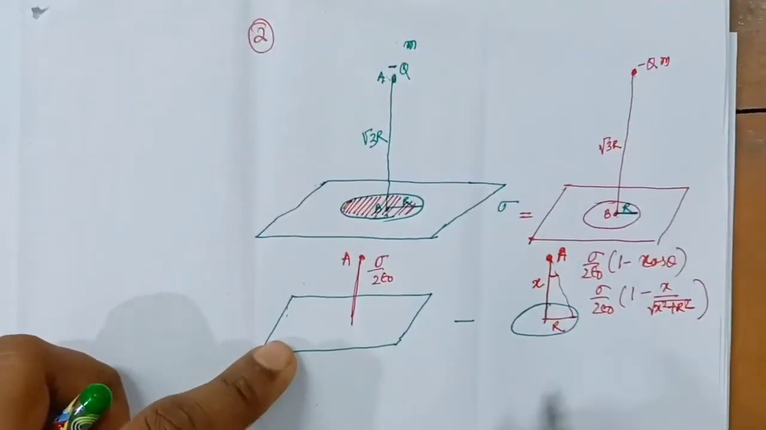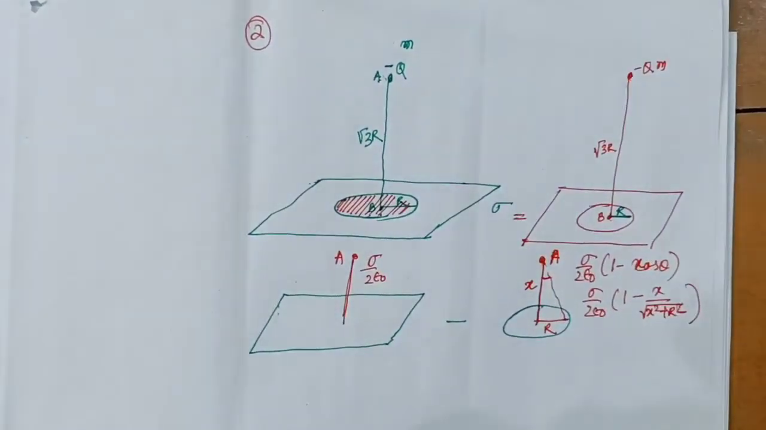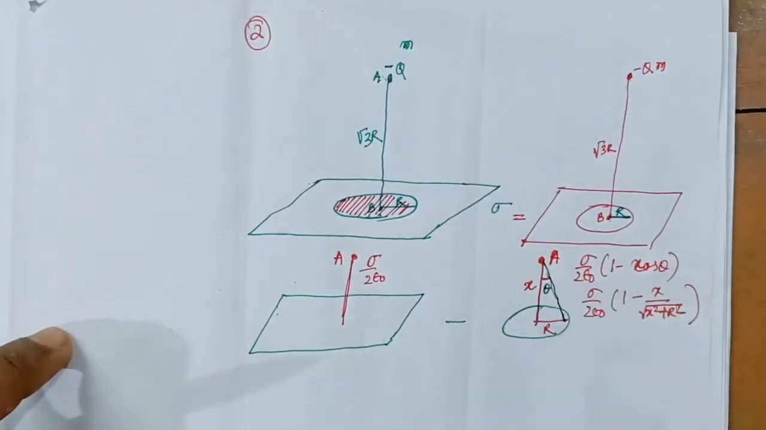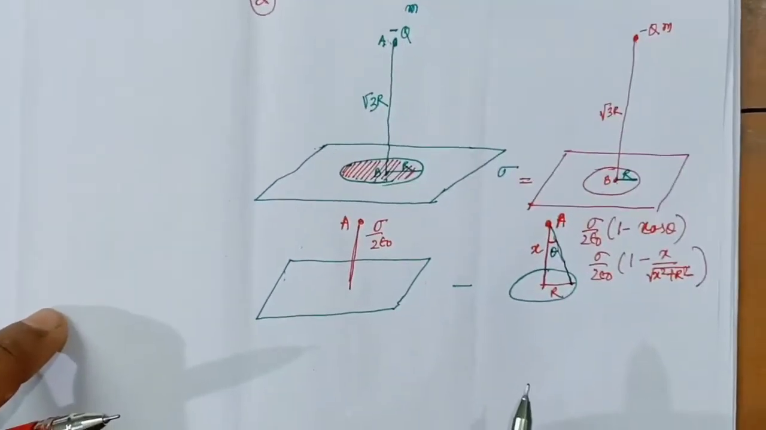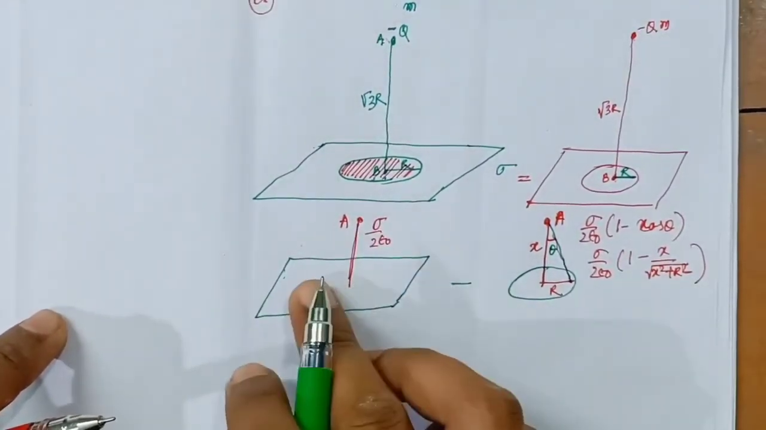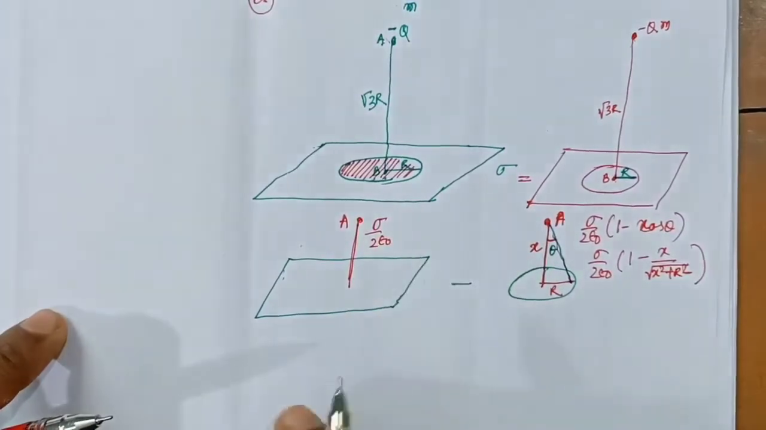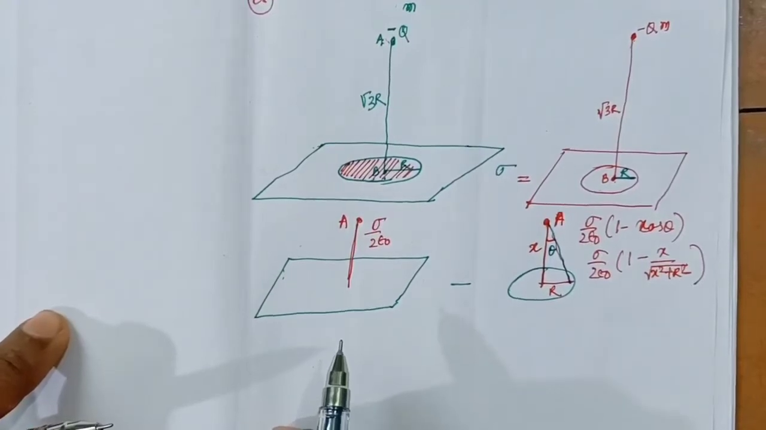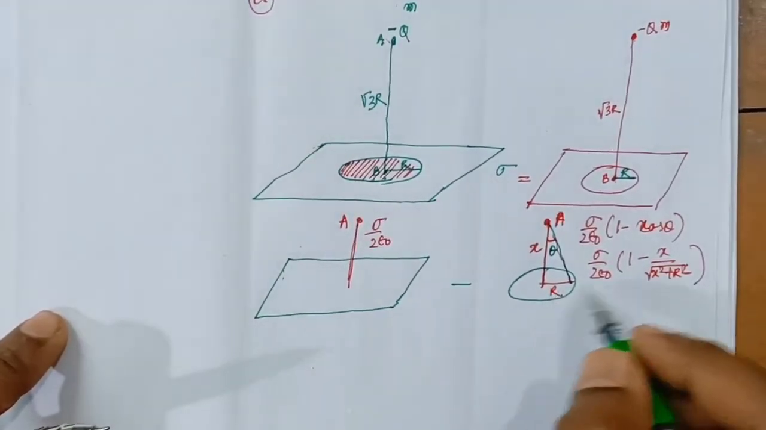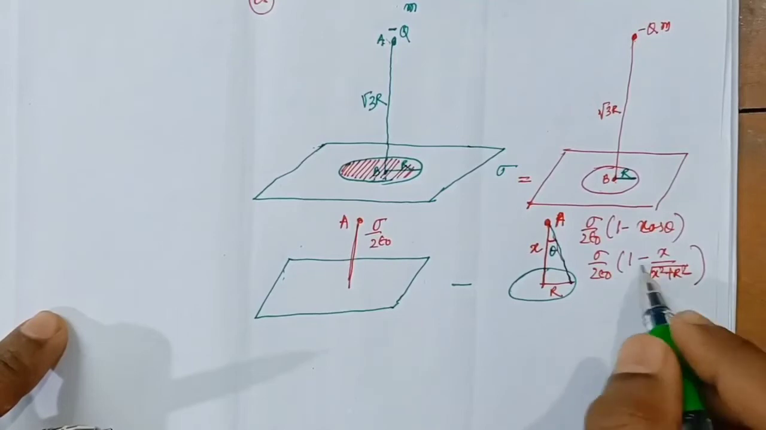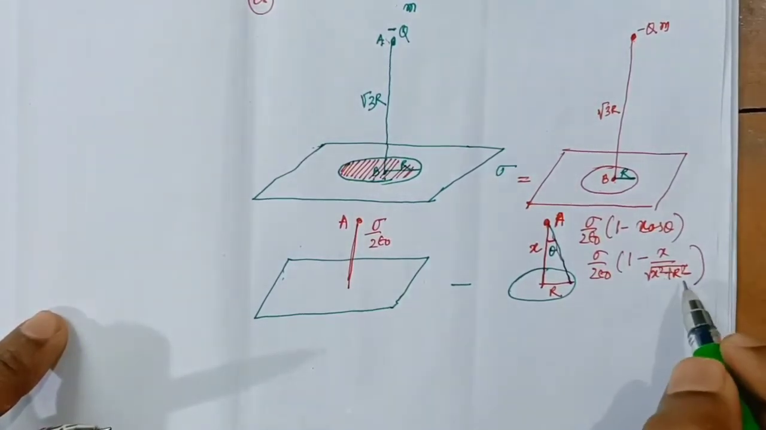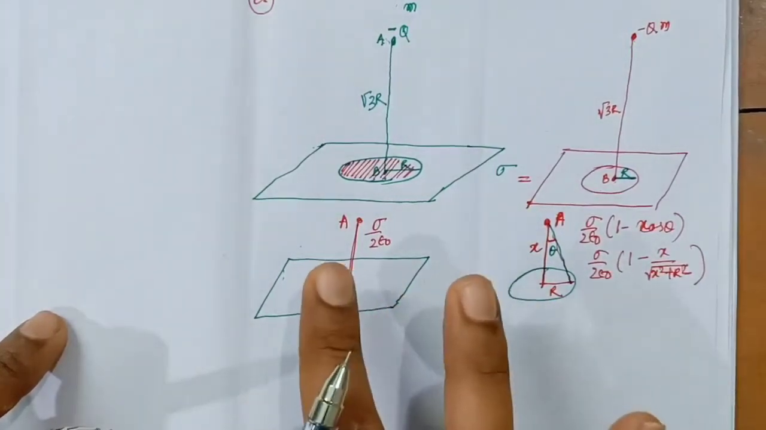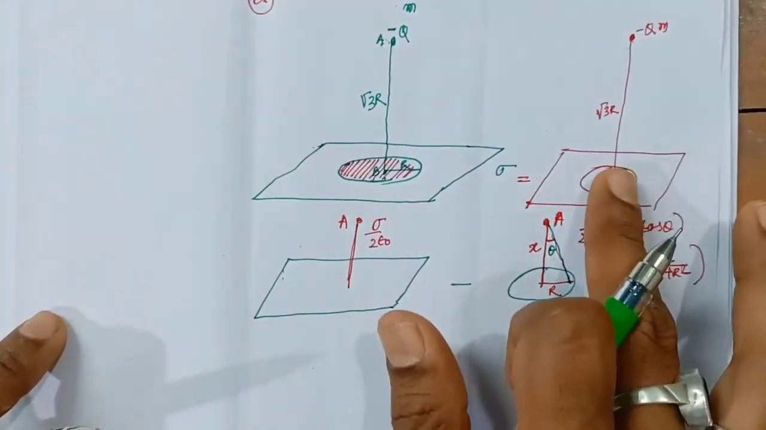In our previous lecture, these equations were derived. I suggest my students go to the previous lecture and have a look at this. I know the expression of electric field due to an infinite non-conducting sheet is sigma by 2 epsilon naught. The electric field due to a non-conducting disk is sigma by 2 epsilon naught times (1 minus x by root over of x square plus r square). And after removing this from this, I will get these things.